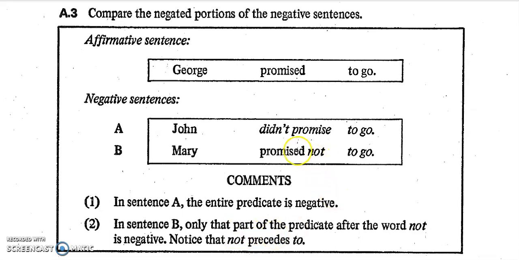Okay, jadi di sini untuk the second example, the negative one is only to go. It only negates the to go. It doesn't negate the promised. Okay, so remember, the meaning of the sentence depends on where you put the adverb not.